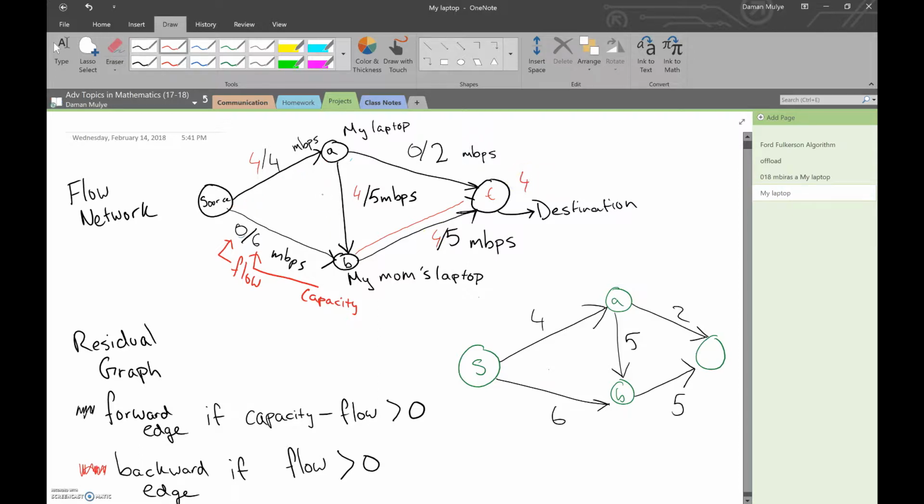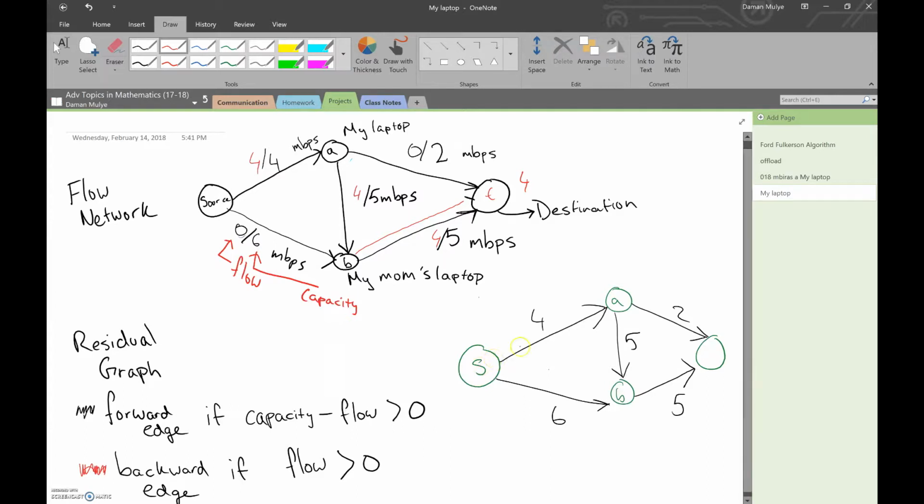And now what I'm going to do is update this graph down here called the residual graph. The residual graph will help me determine if there are any suboptimal solutions that I'm coming up with, and you'll see why in a second. So to draw a residual graph, I'm going to follow 2 rules. I'm going to draw a forward edge, which is an edge that points in the direction of the destination, if the capacity minus the flow is greater than 0. And I'm going to draw a backwards edge, an edge that goes from the destination to the source, if the flow is greater than 0.